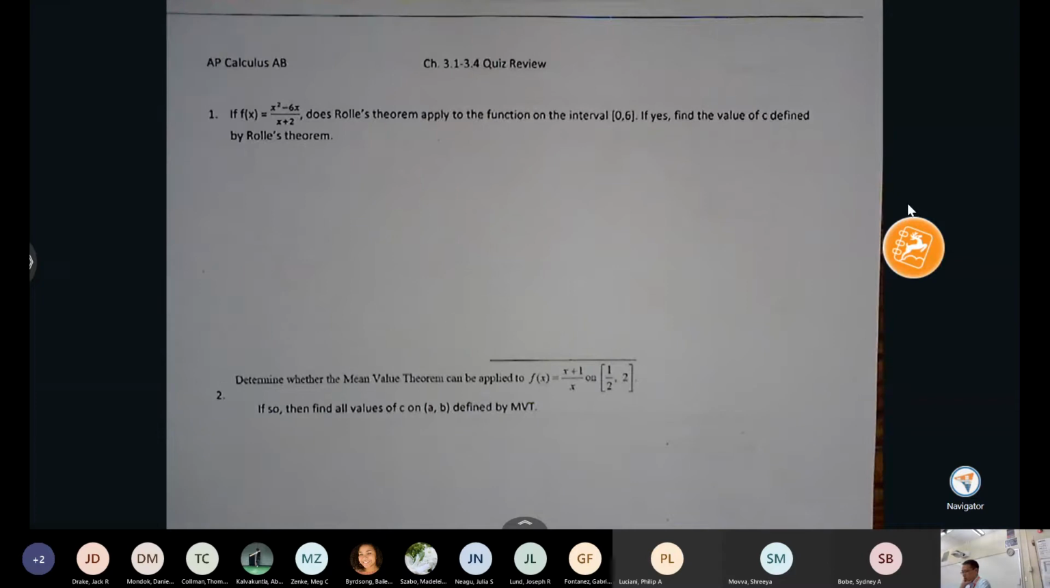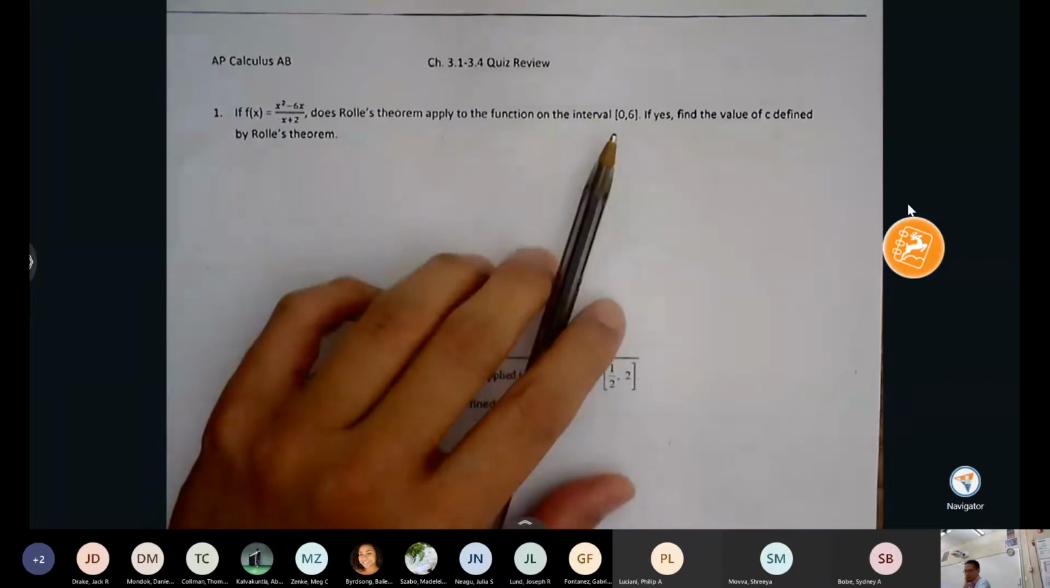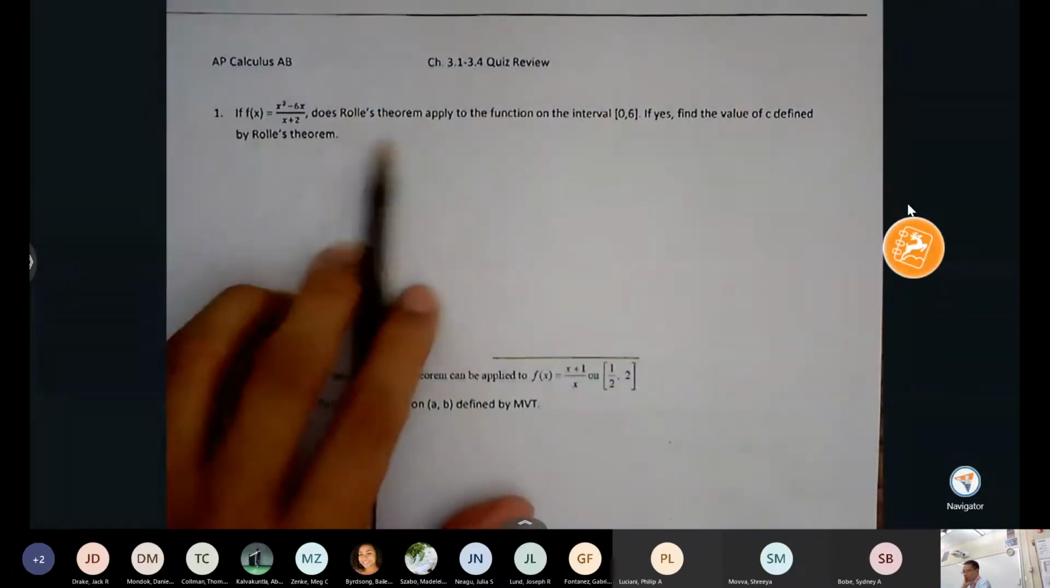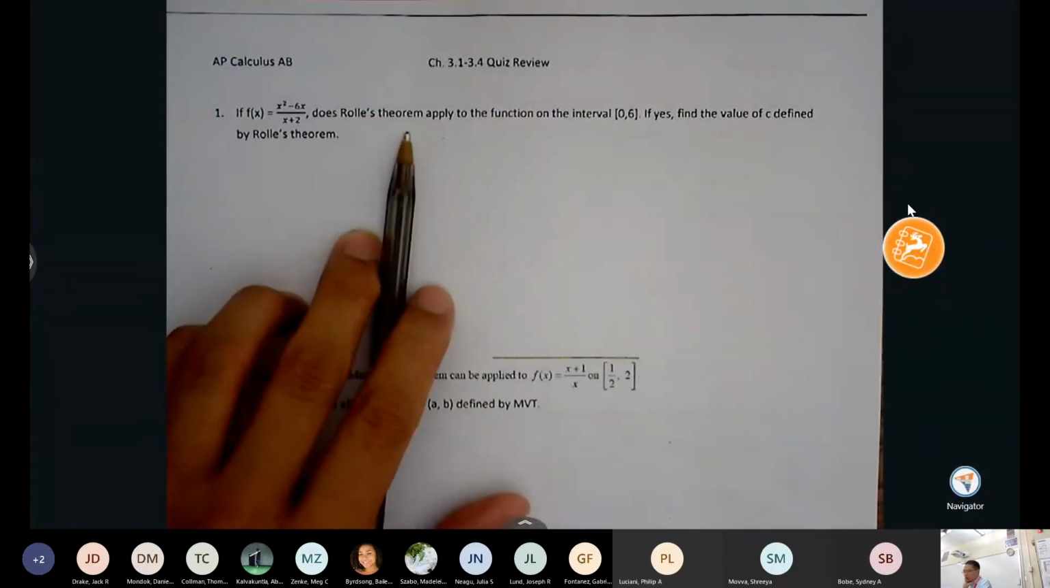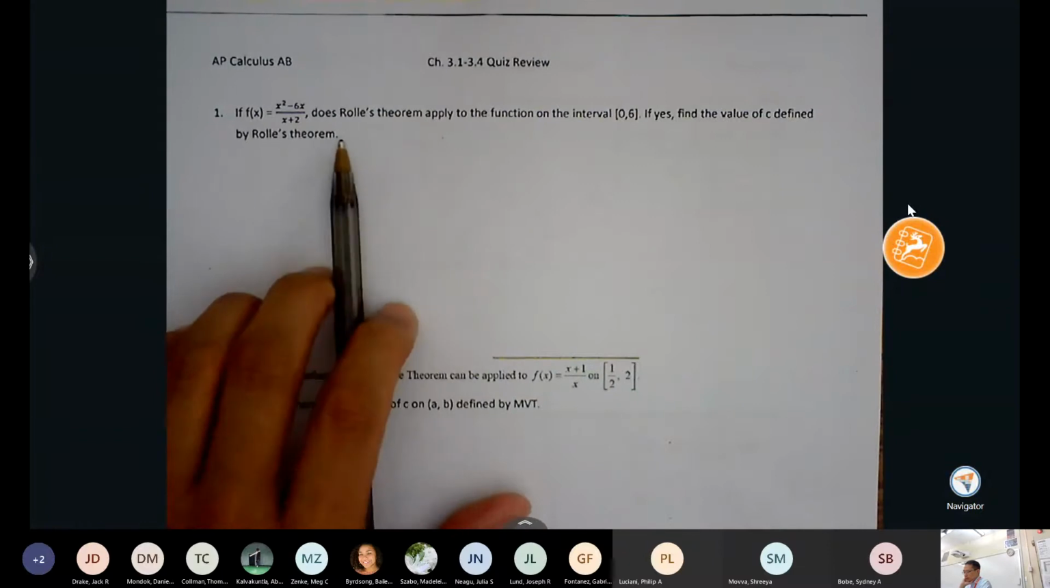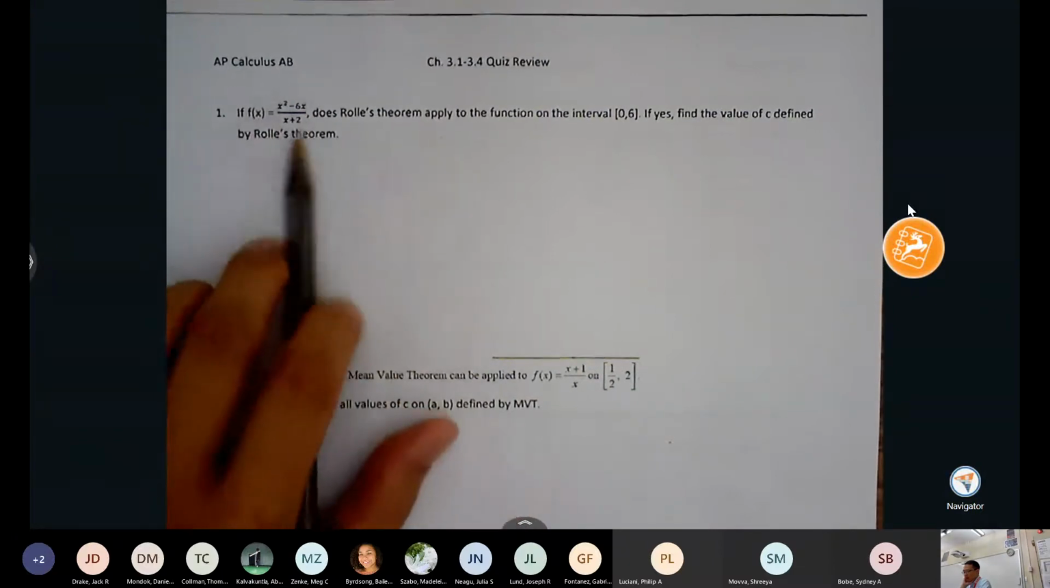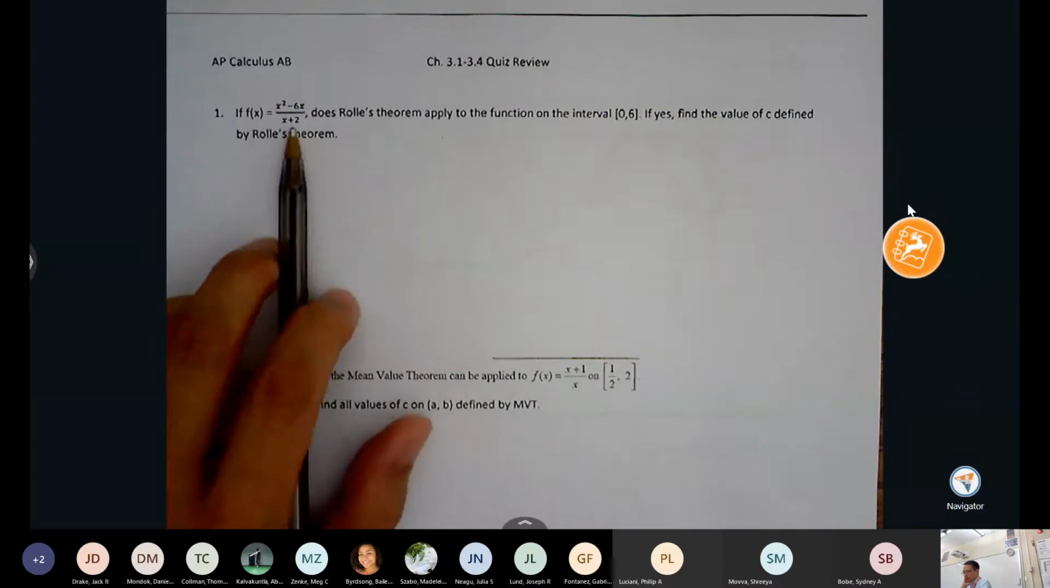All right, so does Rolle's theorem apply on the interval from 0 to 6? We know that with Rolle's theorem, we're trying to guarantee a slope of 0. Before we get there, though, we have some conditions we have to be able to meet. And one of them is continuity.